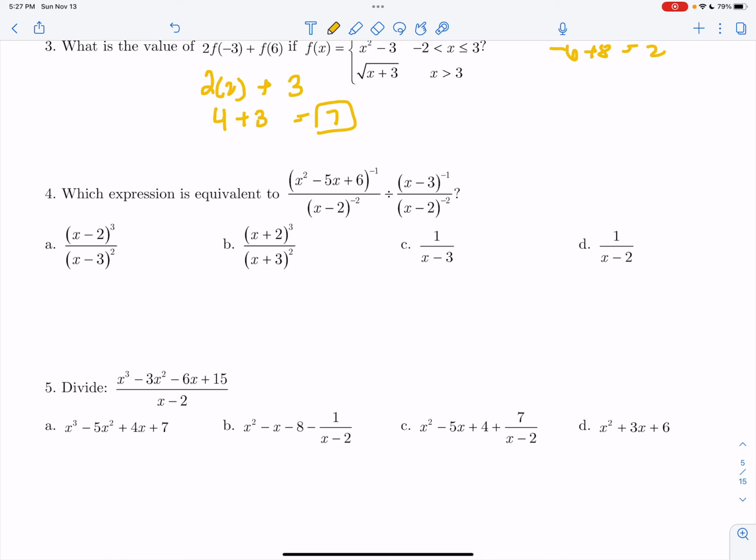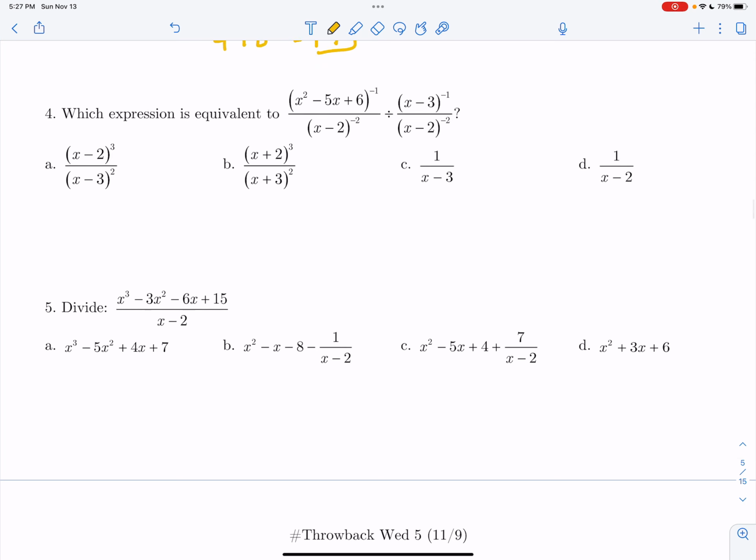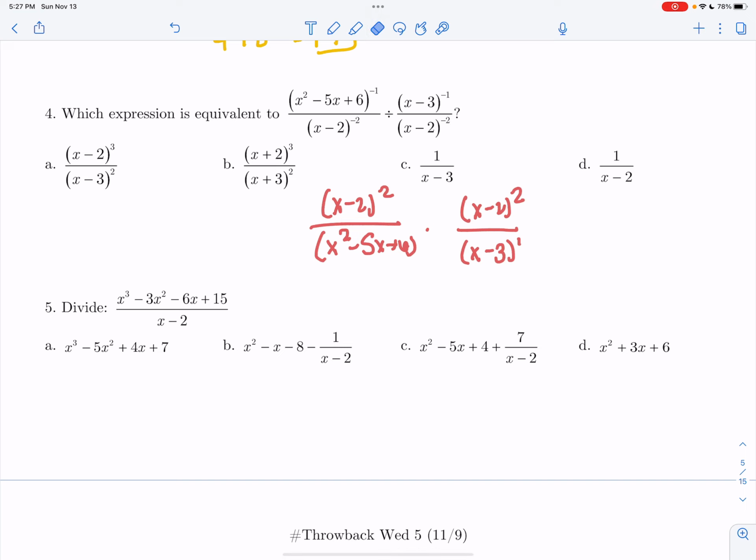Number 4, which expression is equivalent to this lovely thing right here? So what I'm going to do first is take care of the negatives. So I am going to flip essentially everything up. I'm not going to do same change flip just yet, just because I'm going to take care of that later. But right now, I'm only taking care of the negatives. Then I'm going to do same change flip. So that's going to give me x minus 3 here and x minus 2 squared here. The x minus 2 squares will cancel out.